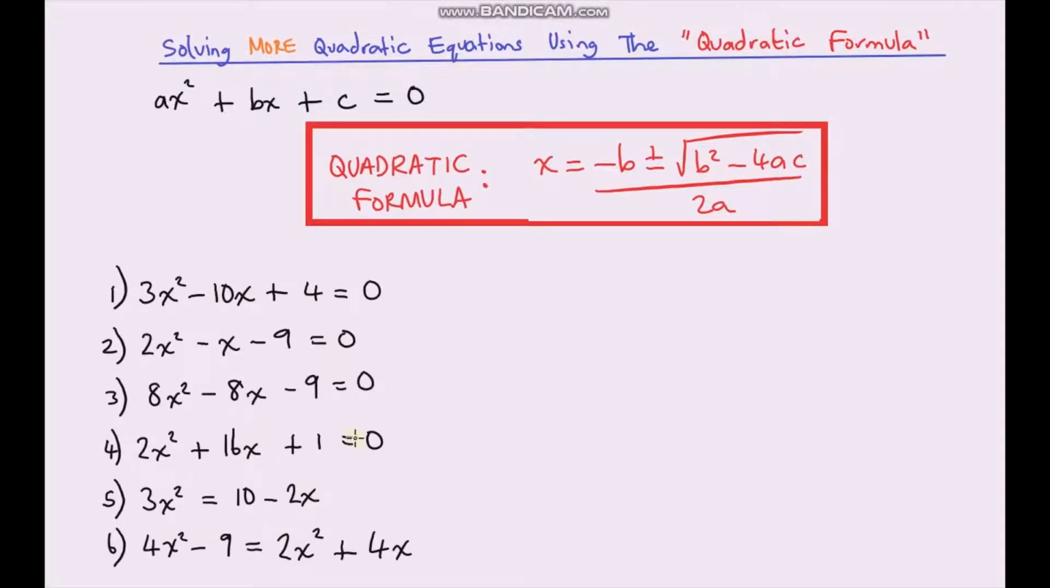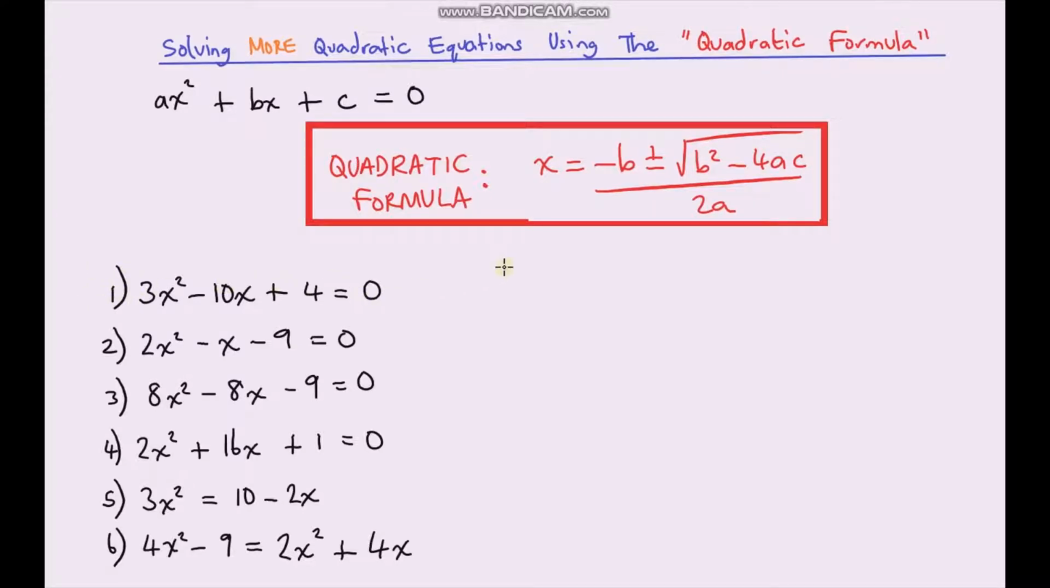So I've got 6 questions here, and I would highly recommend that you pause the video and have a go at solving each one of these quadratic equations. Just be really careful with these last 2, because remember, to solve quadratic equations, they need to be in this form here. Right, so let's go through question 1.